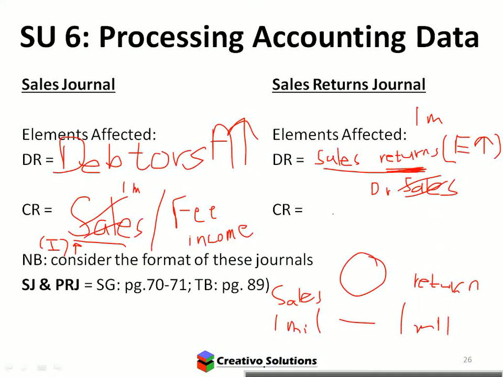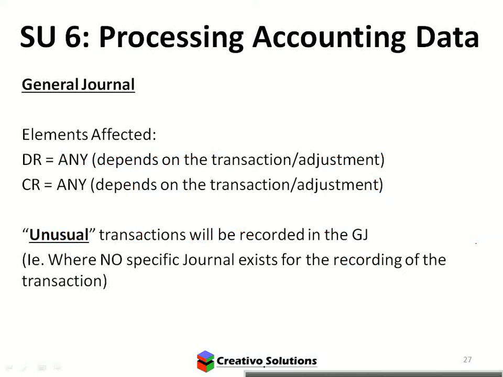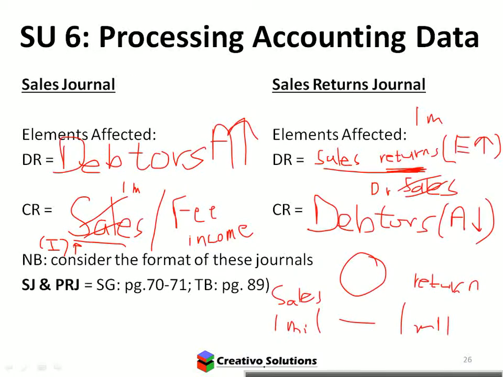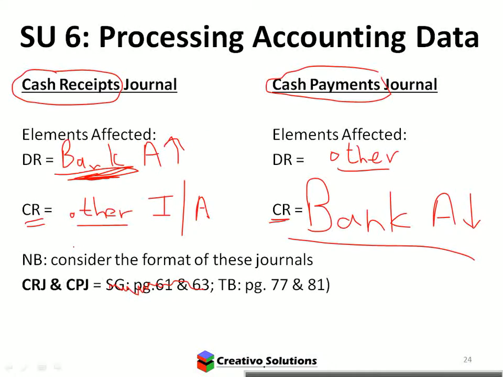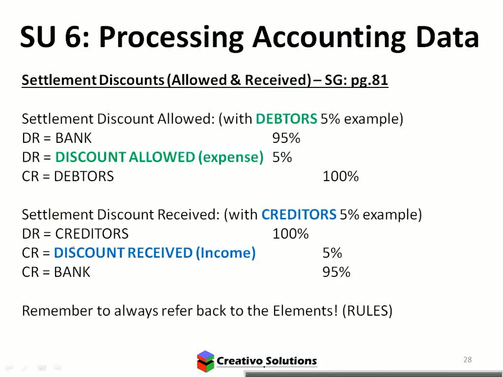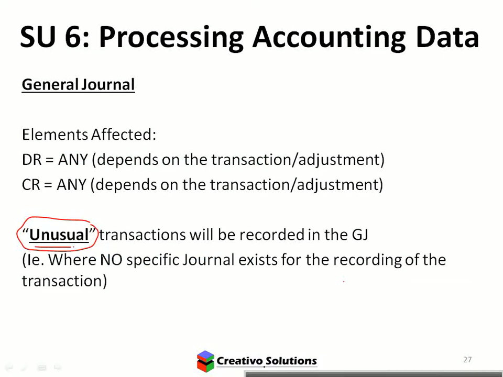Then the debit is the straightforward one. Oh, the credit, sorry. The debtors. That's the easy bit. Debtors, assets, decrease. And the last one is the general journal, which is for anything else. Here I can't give you anything to study or remember because different scenarios require different debits and credits. What I can say, though, is unusual transactions that don't go in a separate journal. So if you don't have anything that goes into those two, then you can use the general journal. The general journal is just for other transactions.